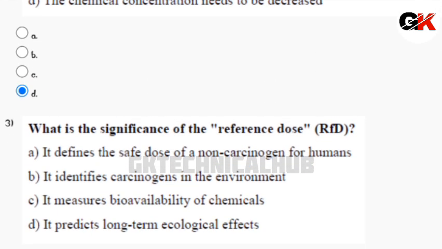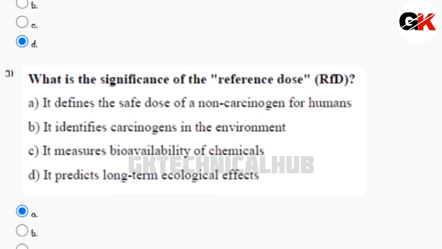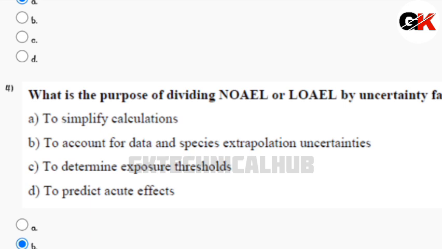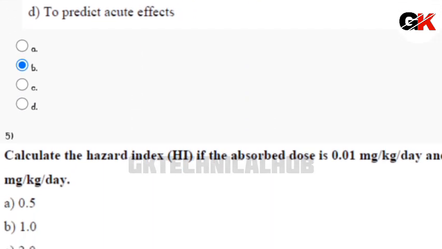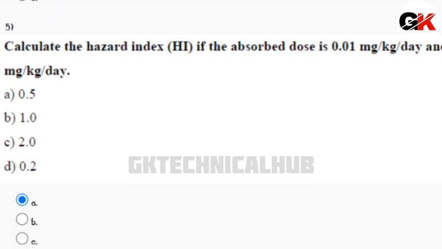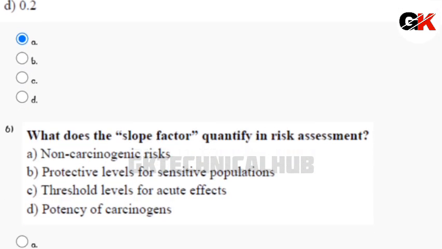What is the significance of the reference dose, RfD? What is the purpose of dividing NOAEL or LOAEL by uncertainty factors? Calculate the hazard index if the absorbed dose is 0.01 mg per kg per day and the RfD is 0.02.